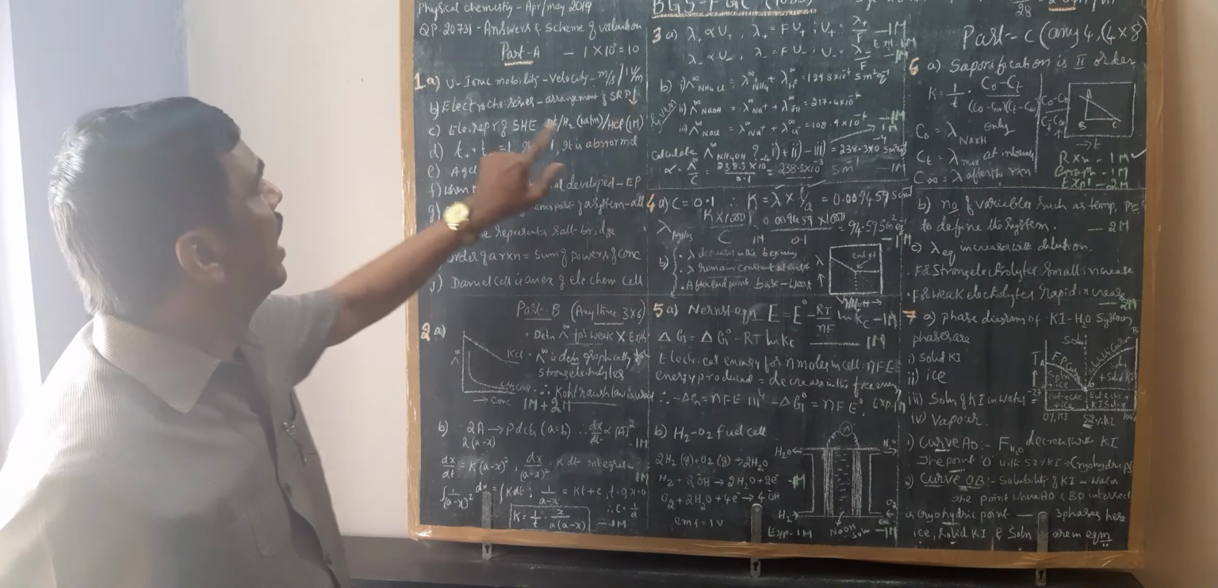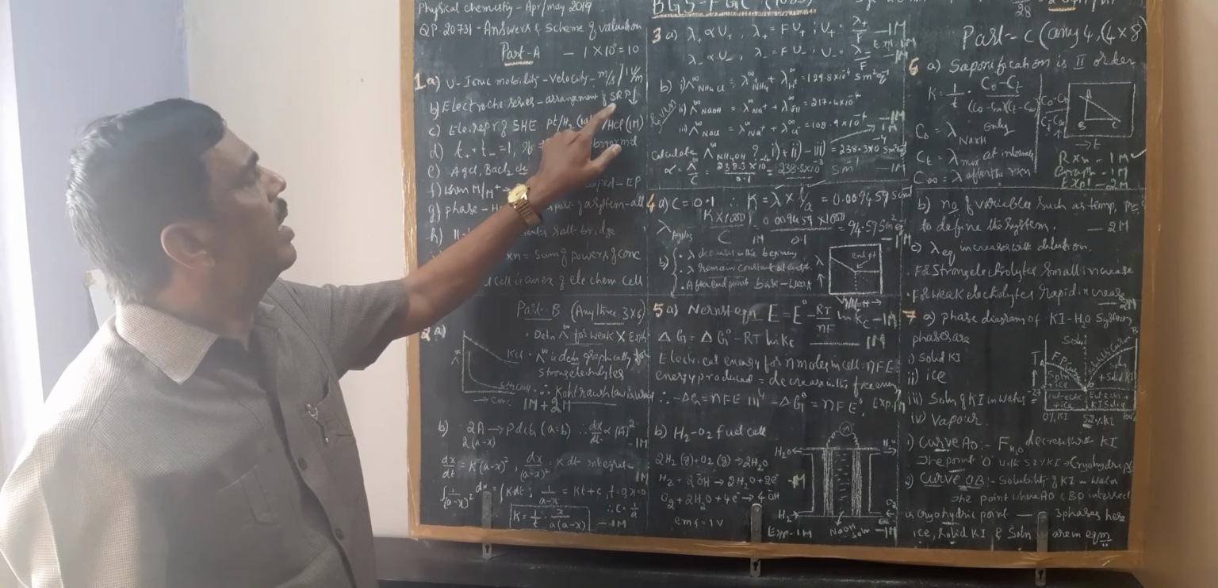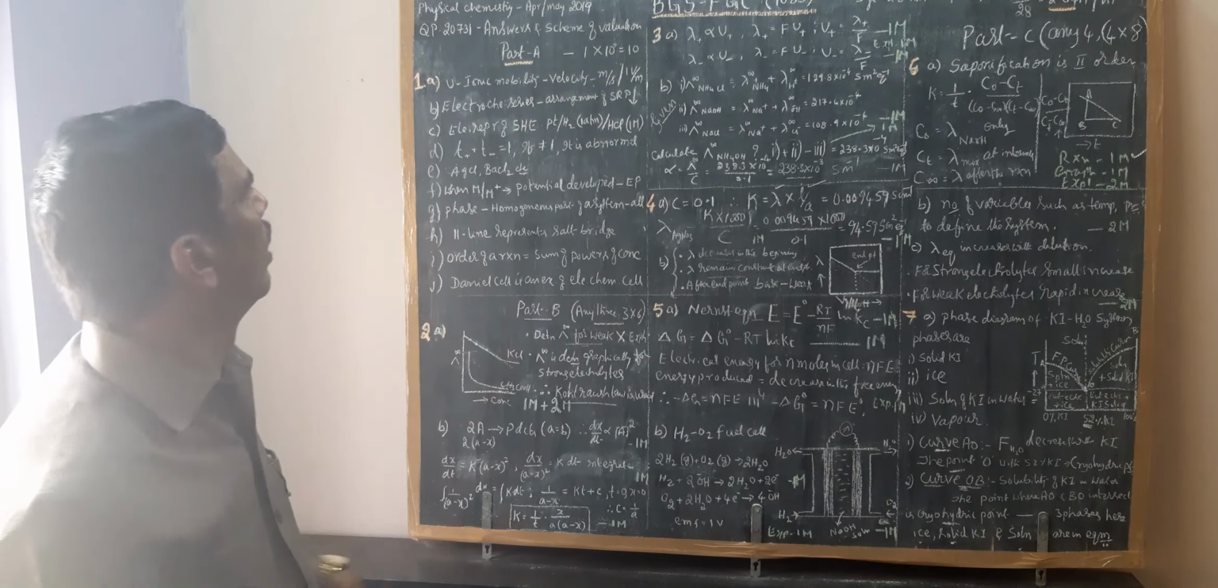So what do you have to write? Electrochemical series is an arrangement of standard reduction potentials in decreasing order. If you write that much, you will get 1 mark.